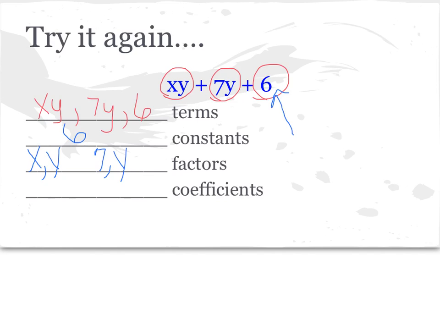And lastly, we have 2 coefficients. One is really obvious. One says that we need 7 groups of y, so one coefficient is the number 7. There's also one more coefficient, and that is the number 1. Because really, isn't it 1x times y? So 1 would be our last coefficient.